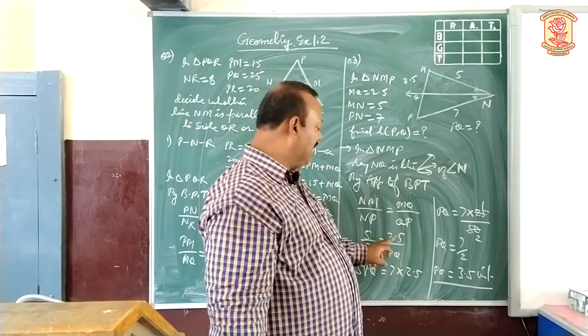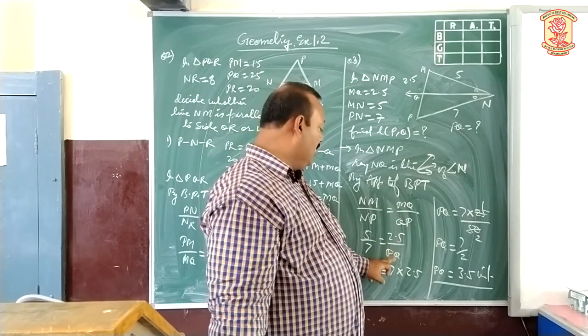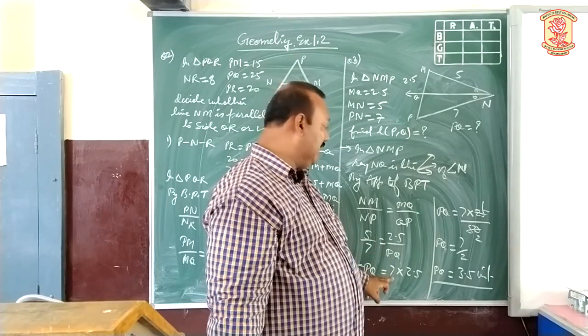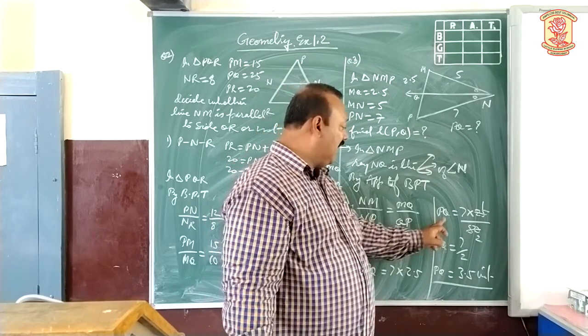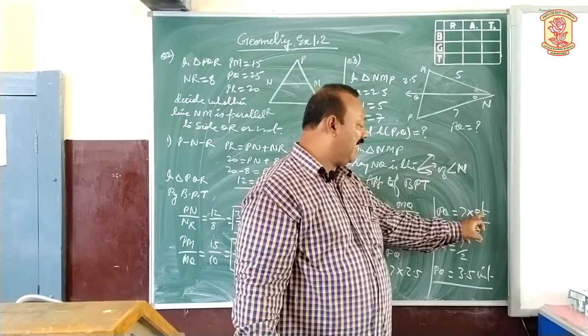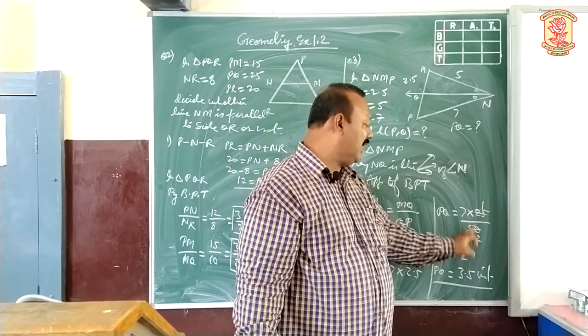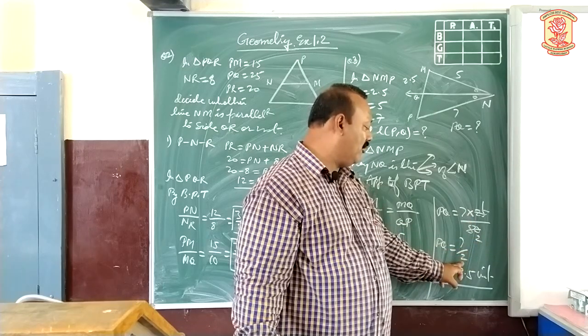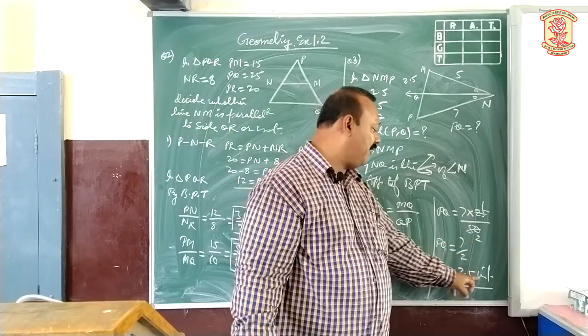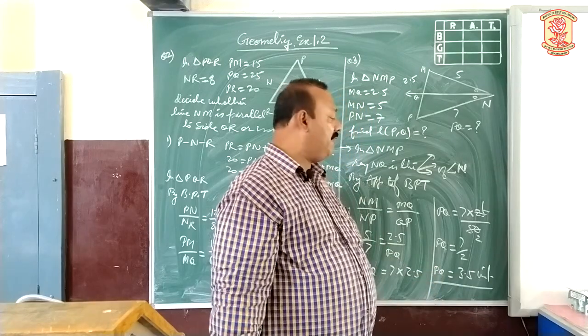5 upon 7 equals 2.5 by PQ. Make a cross. 5 PQ is 7 into 2.5. Value of PQ will be 7 into 2.5. Remove the decimal here and put 10 in the denominator. 25 1s are 2s are. 7 by 2. Half of 7, it will be 3.5 units. That is nothing but the value of PQ.